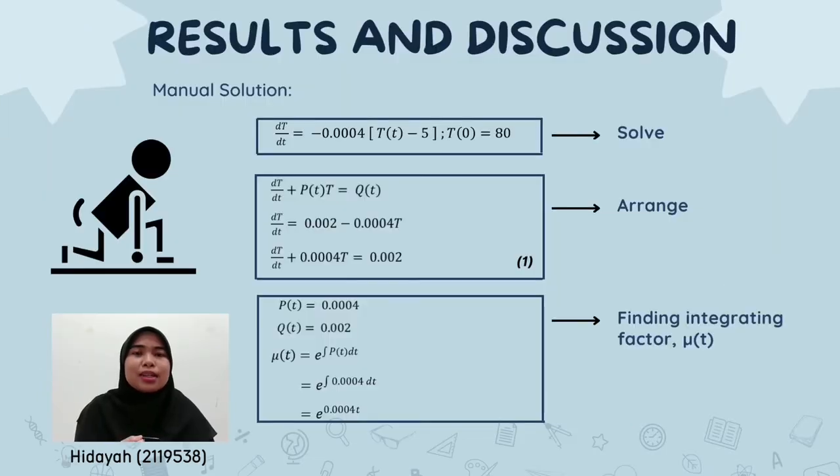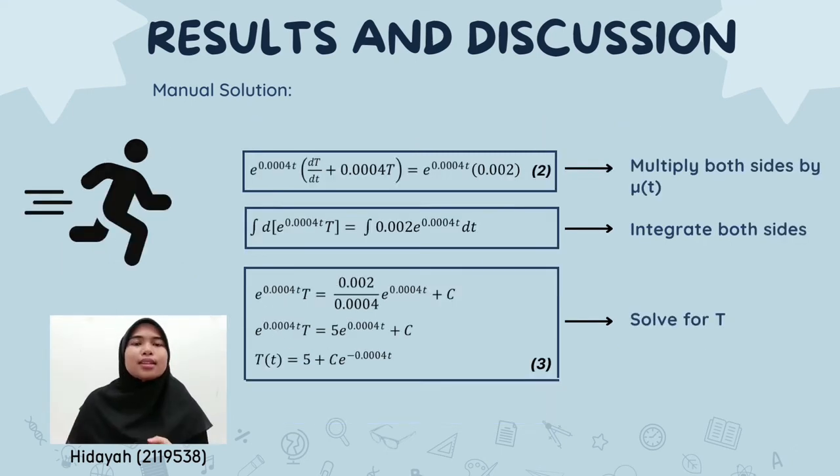Next, I will explain the manual solution, where our model is a first order linear differential equation, which is dT/dt equal to negative 0.0004 times (T minus 5), and our initial condition is T(0) equal to 80. Next, arrange the equation in standard form. Next, take the coefficient of T as P(t) and take the right hand side as Q(t) from equation 1. Then find the integrating factor and we get e to the power of 0.0004t.